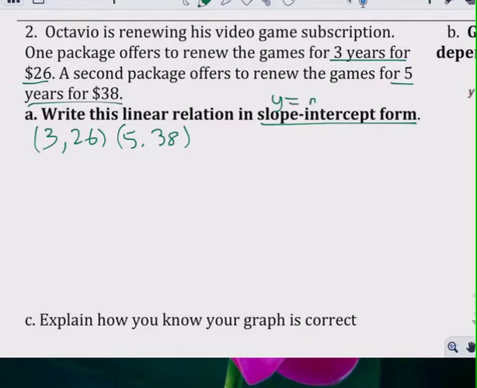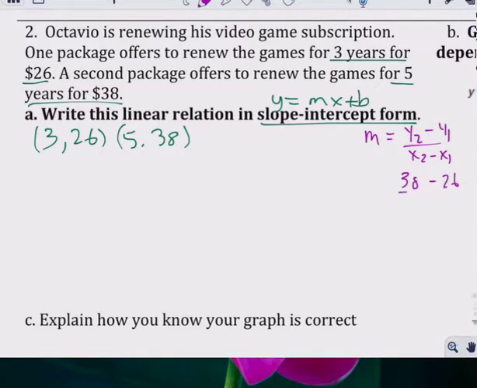Y equals mx plus b. So let's find m first. M equals y2 minus y1 over x2 minus x1. Y2 is 38 minus 26 over x2, 5 minus 3.